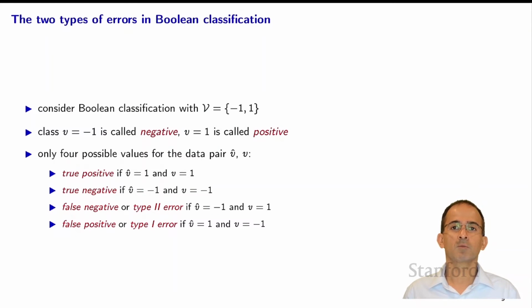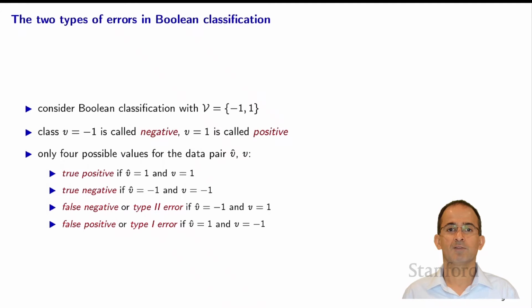Now, when we're working with Boolean classification, where the set of target variables has only two elements, we'll call them -1 and 1, then we refer to the class V is -1 as the negative class, and the class V is 1 as the positive class. And that allows us to use this very nice terminology about the possible outcomes. So we're going to be choosing V hat, that's what our predictor does for us, and we've got a true V, which is part of the training set.